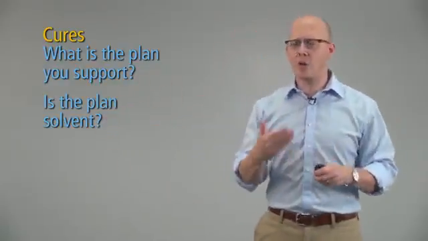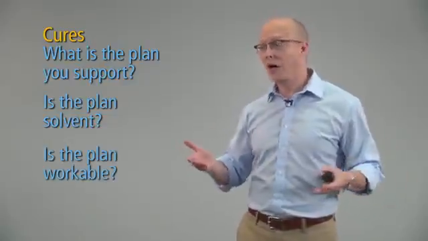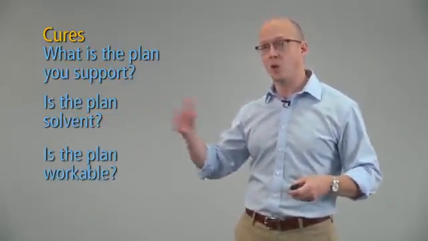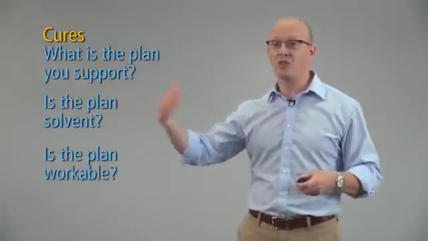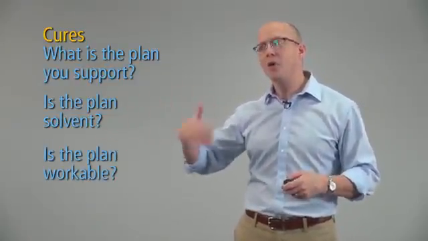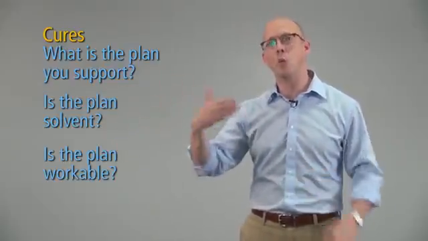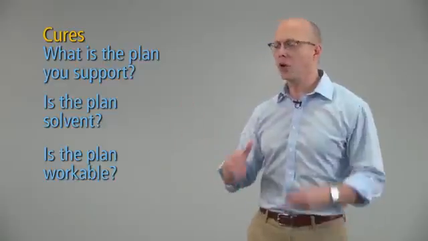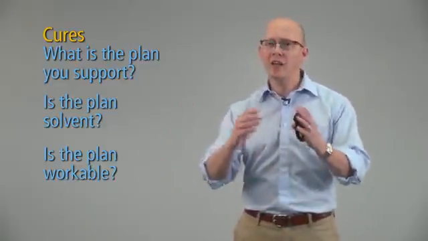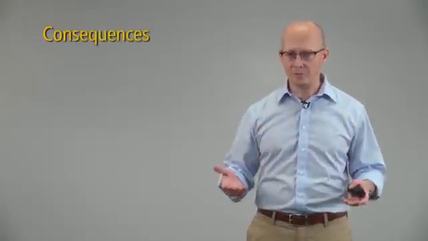Beyond that, the question we want to ask of the cure is, is it workable? Can we actually do it? If it was to build more east-west corridors, is there space? Is it zoned for that? It's great to have an idea, but you've got to think through implementation. Is this a solution that actually can be implemented well? So under cure, I want to know what the plan is, how is it solvent, and how is it workable? And then that takes us to the last one, consequences.